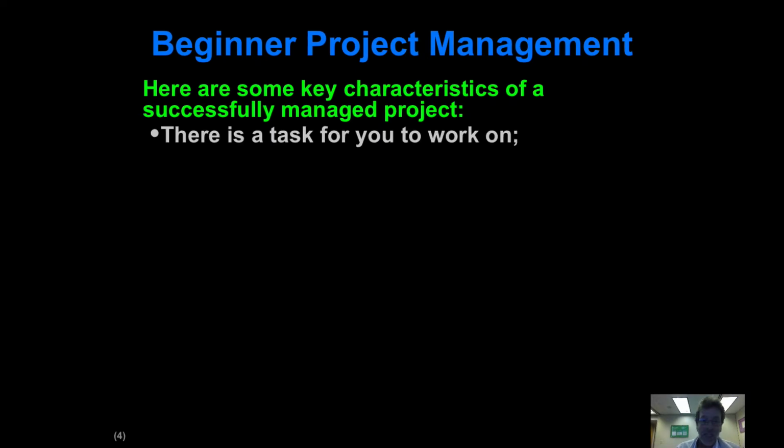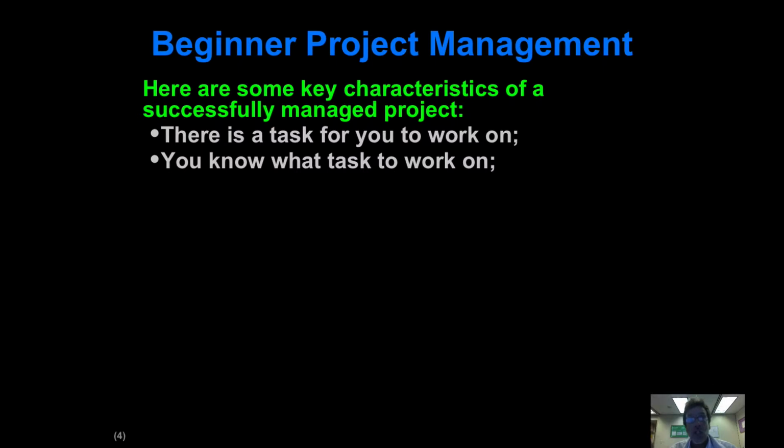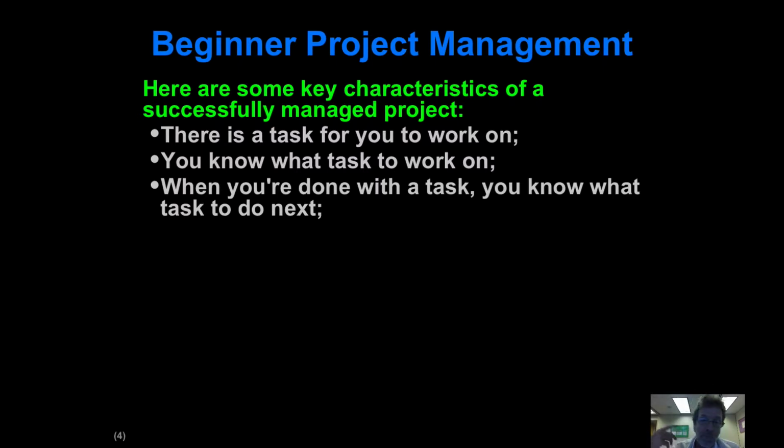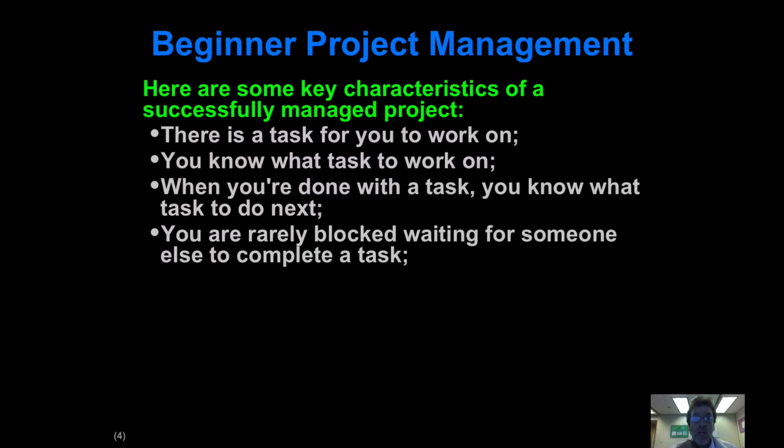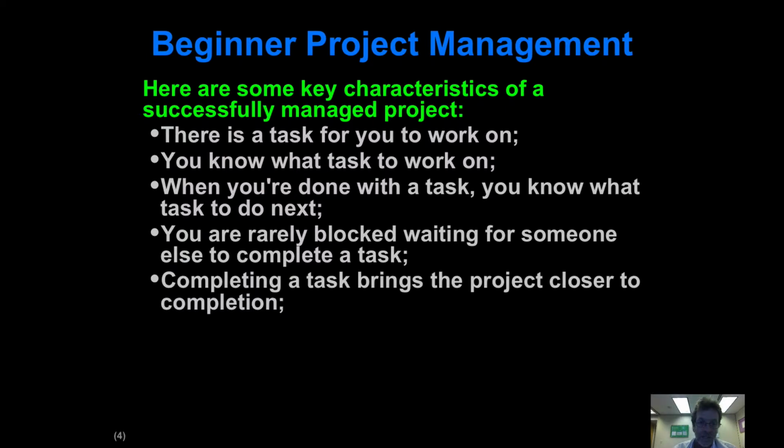The first thing is that for any given member of a project, there's something for them to do at all times, in a good project. Secondly, that person knows what they should be working on at any given time, and when that person finishes a task, they know what to do next. Okay, you're rarely sitting around waiting for someone else to complete a task, although on occasion that's going to happen, but it should be rare.